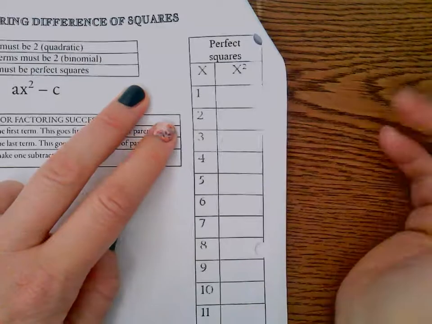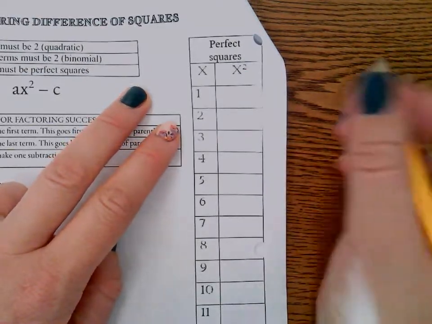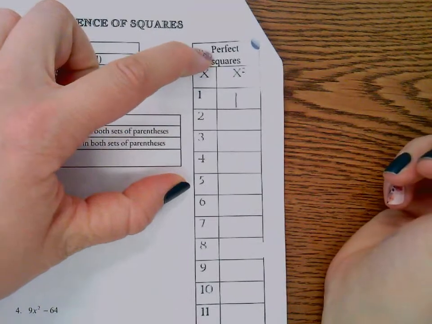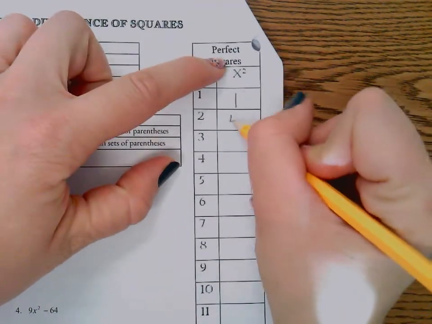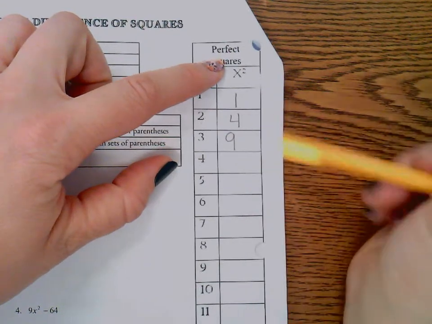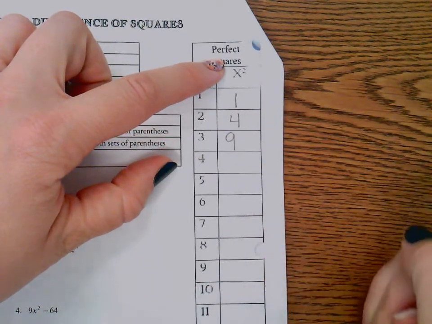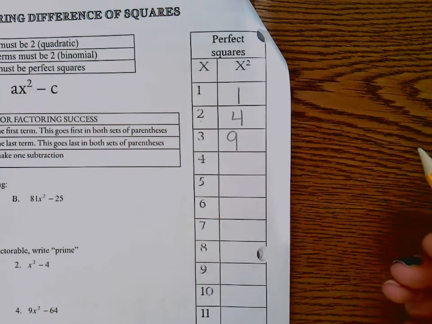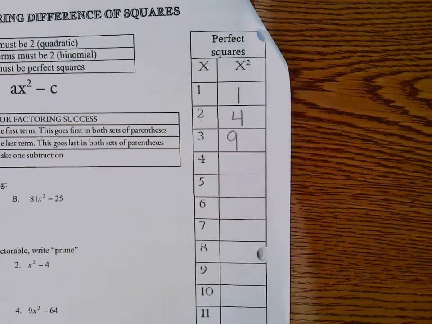We might want to review what perfect squares are. What's 1 squared? 1 times 1 is 1, right? What's 2 squared? 2 times 2 is 4. 3 times 3 is 9. Why don't you take a minute and try to fill this chart all the way down, and I'm going to fill it in and then just show you the answers. So pause.